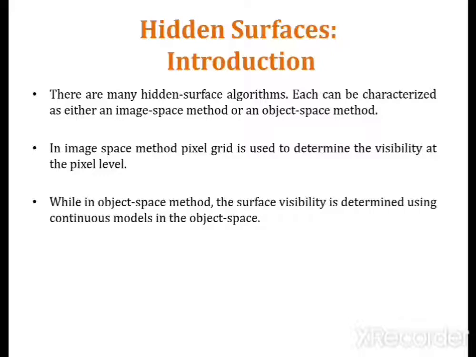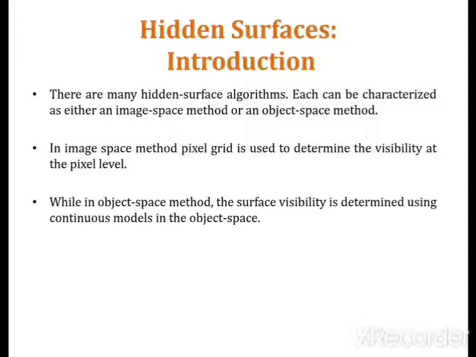There are many hidden surface algorithms we are going to see in this topic, but most of them are categorized according to the image space method and the object space method. These are the 2 different methods used for categorizing hidden surface algorithms. In the image space method, the pixel grid is used to determine the visibility at each pixel level. Whenever we find out whether a surface is visible or not, we use the pixel grid to find out whether it is visible or invisible.